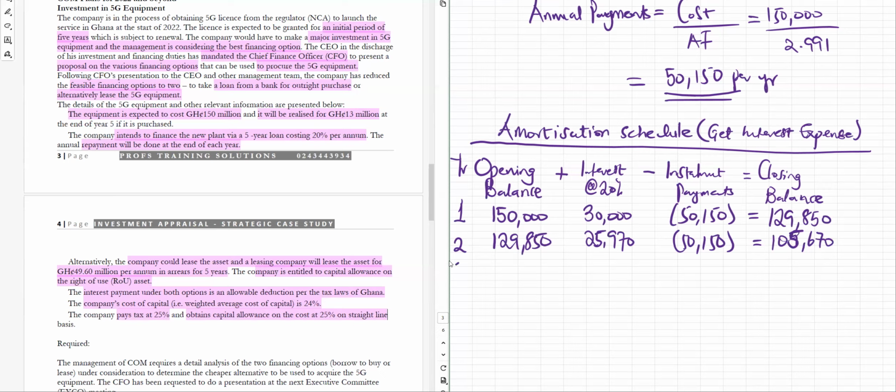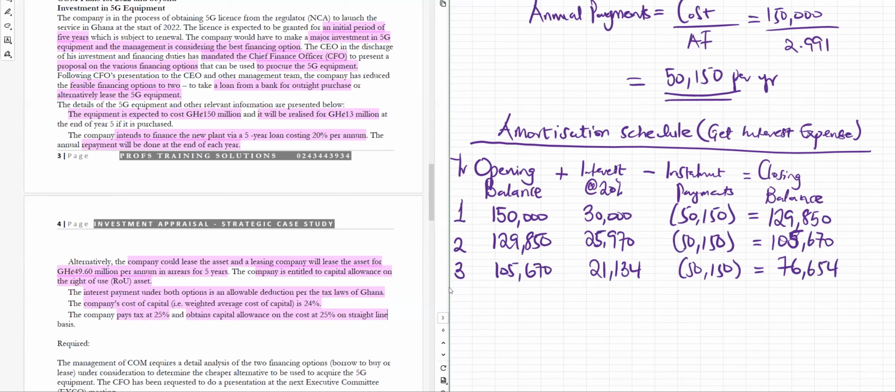Okay. So in year three, we bring our 105,670. We apply 20% on it again, and that gives us 21,134. We take out our 50,150 again. So we have 105,670 plus 21,134 minus 50,150.